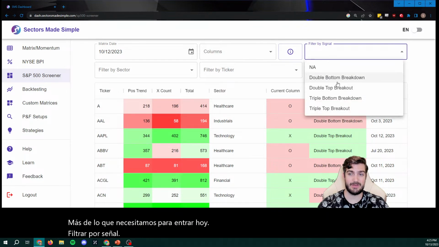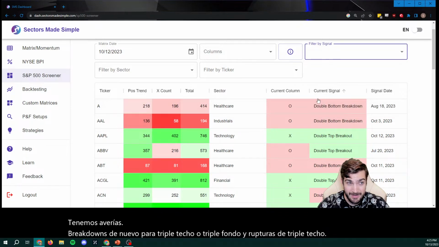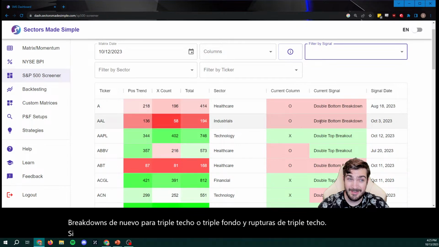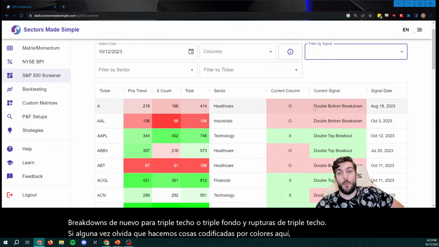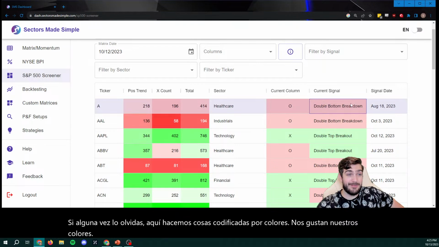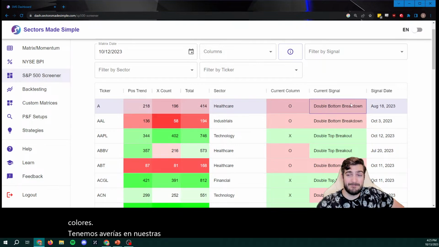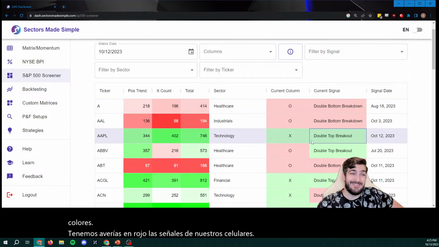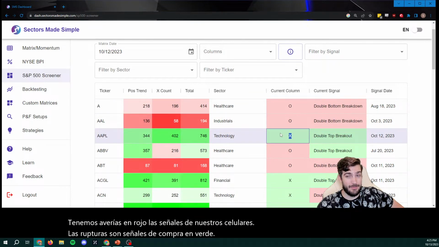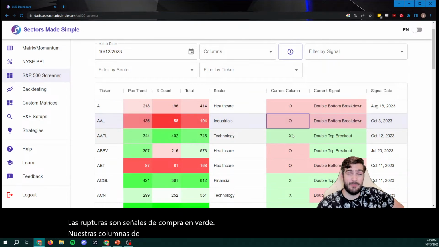We have breakdowns, breakouts, breakdowns again for triple tops, or triple bottoms, and triple top breakouts. If you ever forget, we do color code things here. We do like our colors. We have breakdowns, our sell signals in red. Breakouts, our buy signals in green. Our columns of X's are in green. The columns of O's are in red. So if you're not an expert at point and figure, don't worry.